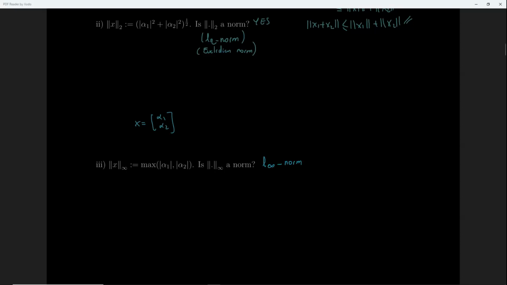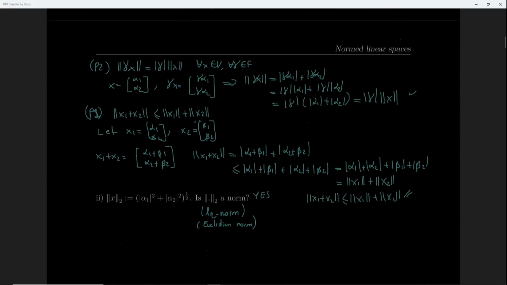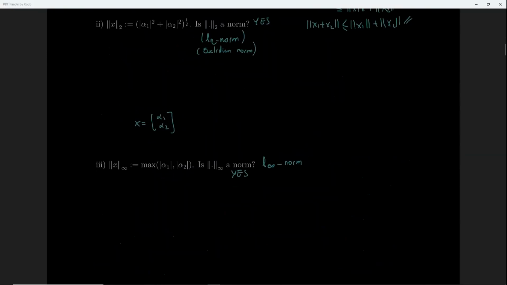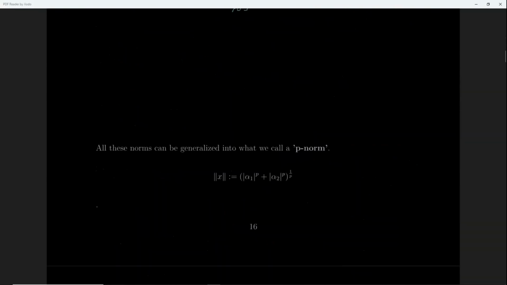So the answer to that question is also yes. All these norm definitions that we have seen, the L1 norm, the L2 norm, and the L infinity norm, are actually called P norms. So all these norms can be generalized into a family of norm definitions, which is called the P norm.